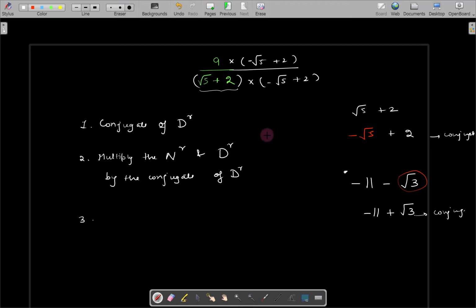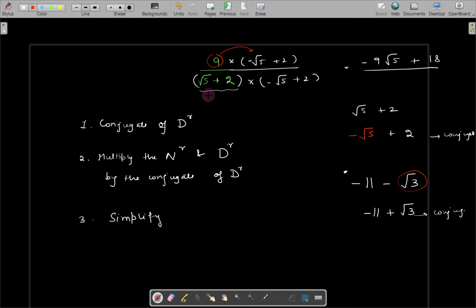Third step, you just have to simplify both numerator and denominator now. So for the numerator you distribute this 9, right? So you get negative 9 square root of 5 plus 9 times 2 will give you 18 over, now this is what?